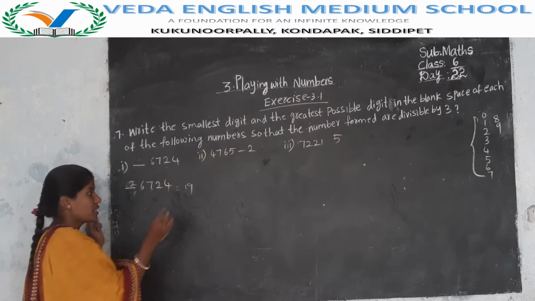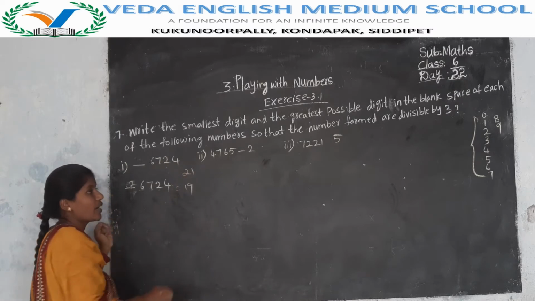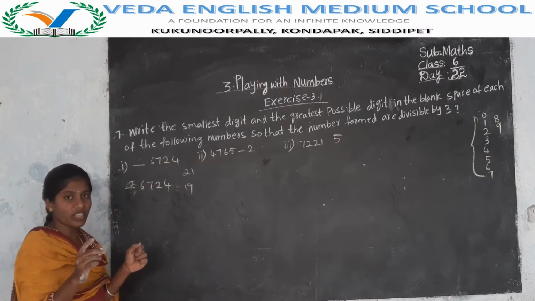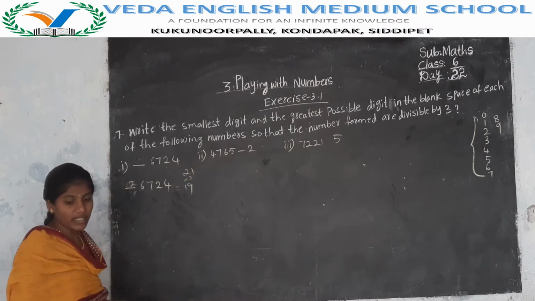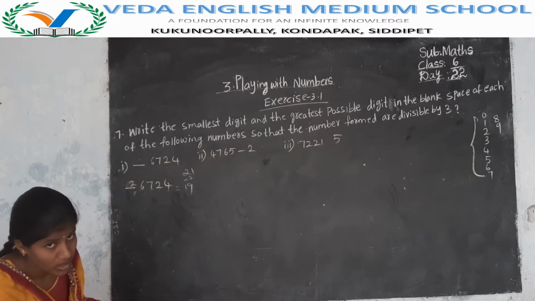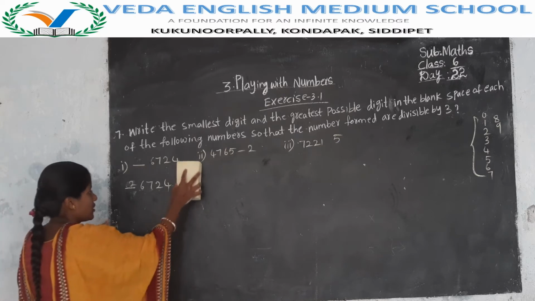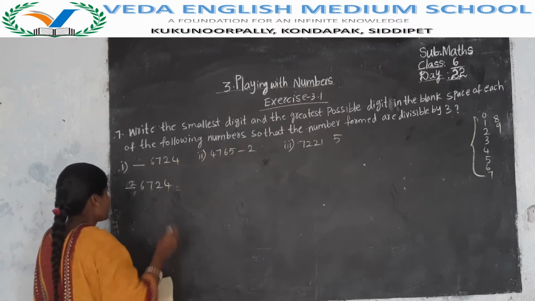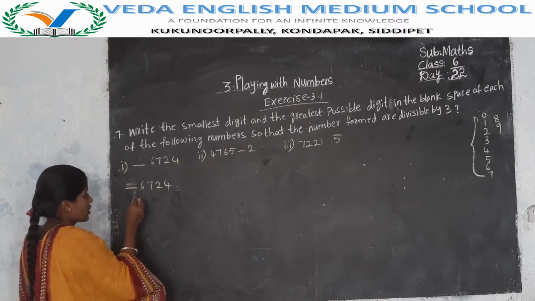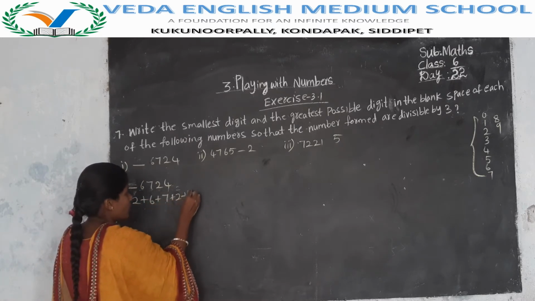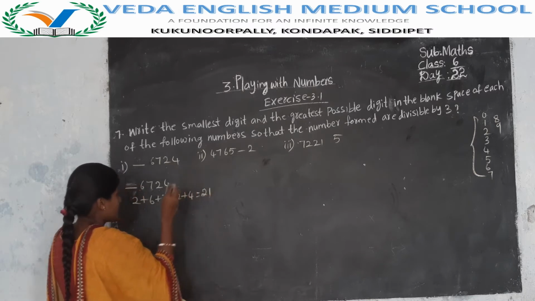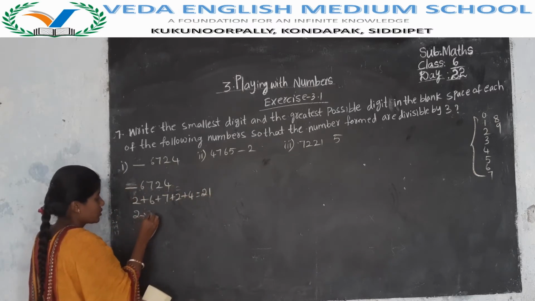21 is a two-digit number. We have to keep adding until we get a single digit. So 2 plus 1 gives 3. Is 3 divisible by 3? Yes, it is divisible. So what do we write here? In the space we write 2, and 2 plus 6 plus 7 plus 2 plus 4 gives 21. So 2 is the smallest digit.